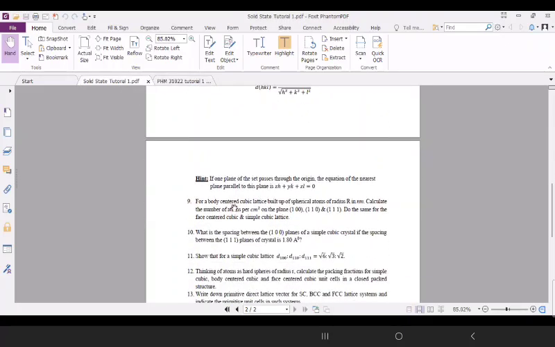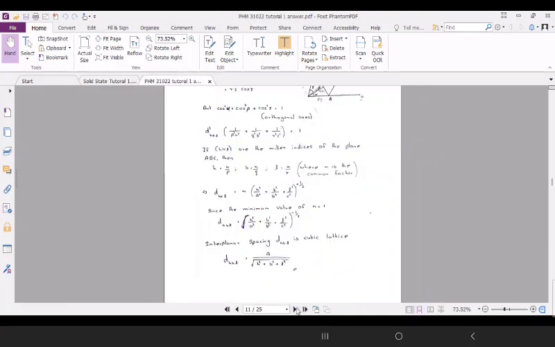Then the 9th question: for a body-centered lattice built up of spherical atoms of radius R in nanometers, calculate the number of atoms per centimeter squared on the planes (100), (110) and (111). Do the same for the face-centered and simple cubic lattices. Let me explain something: number of atoms per centimeter squared is the planar density. So we are going to discuss planar density for the 9th question.